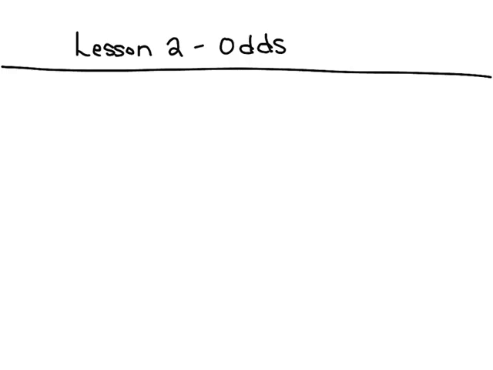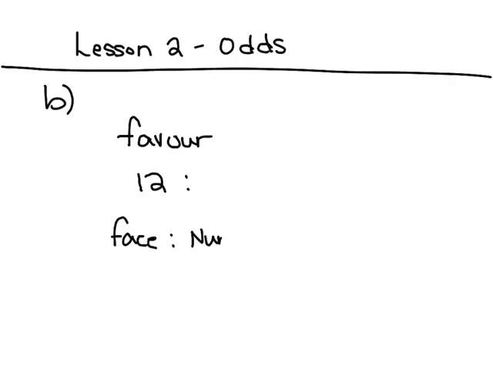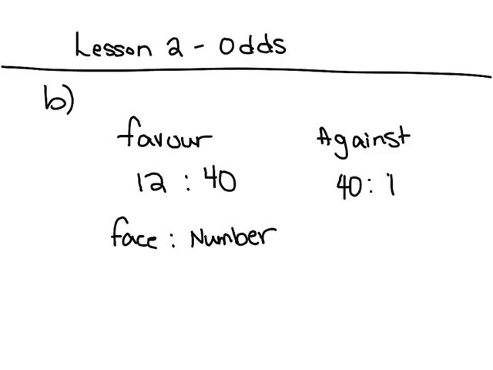So for part B, we want to determine the odds in favor and against drawing a face card. So first we're going to do in favor. There are 12 face cards in a deck. The rest of the cards are number cards. So this is kind of the same as writing the face cards to the number cards. That would be our odds in favor. So it's 12 to 40. Against, we would write it the opposite way. We'd write 40 to 12. So the odds against drawing a face card are 40 to 12.